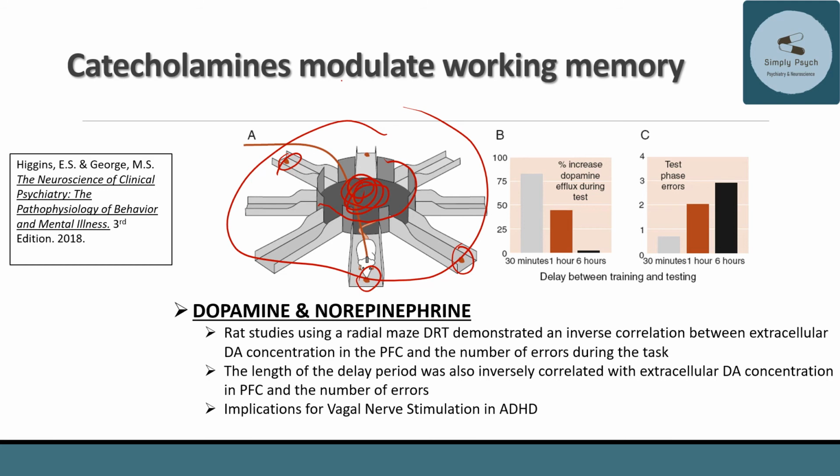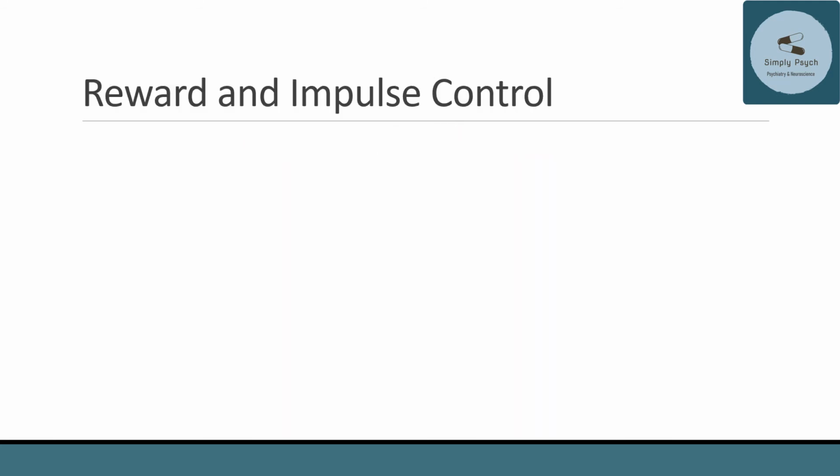Not to mention that many of the medications we use in patients who have attention deficit hyperactivity disorder involve stimulating or enhancing dopaminergic and noradrenergic tone in particular regions of the brain. So when it comes to reward and impulse control, it's important that we discuss this briefly because it has implications for attention deficit hyperactivity disorder, of which impulsivity is an important component.